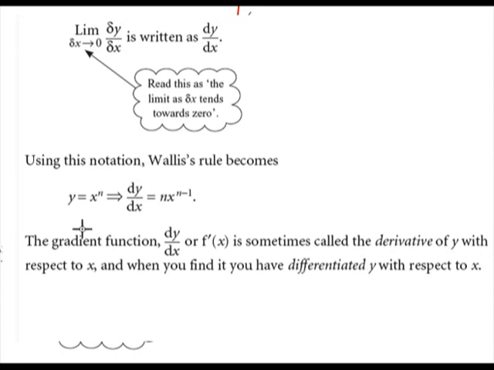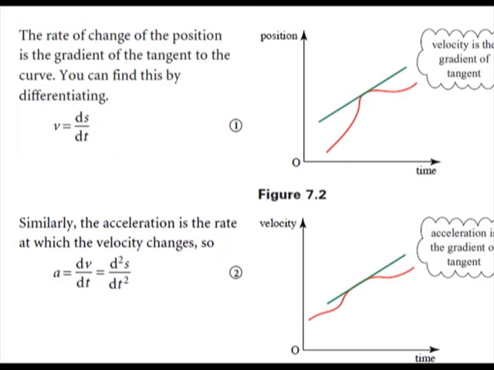From first principles, the derivative of a function y is called dy over dx and is equal to n times x to the power n minus 1, where n was the power of the function. So when you're given a graph of y against x, dy over dx is sometimes called f prime x, which is the derivative of y with respect to x.